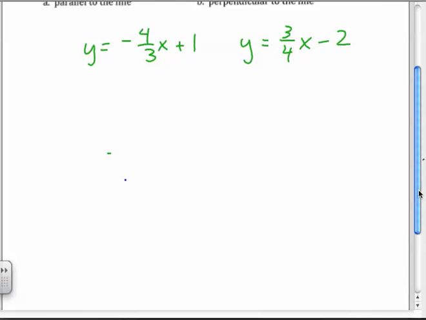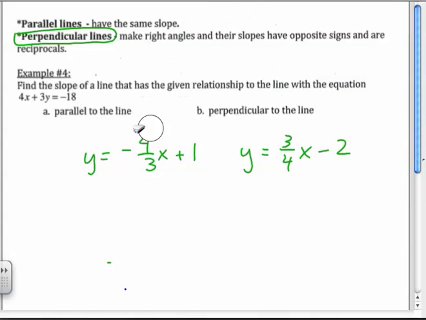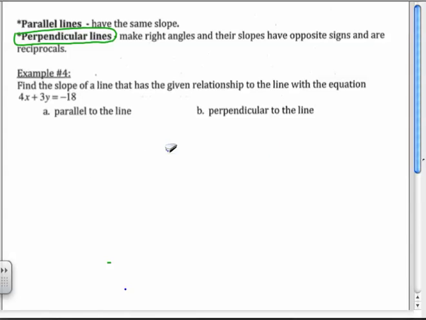All right, now we get to look at this example. This example says, find the slope of a line that has the given relationship to the line with the equation 4x plus 3y equals negative 18. And it says it needs to be parallel in A. Now, what do I know about parallel lines? What's the information I have to have? Zachary? It has to have the same x and y. No. What's the thing that has to happen for two lines to be parallel? Kai? They have to have the same slope.